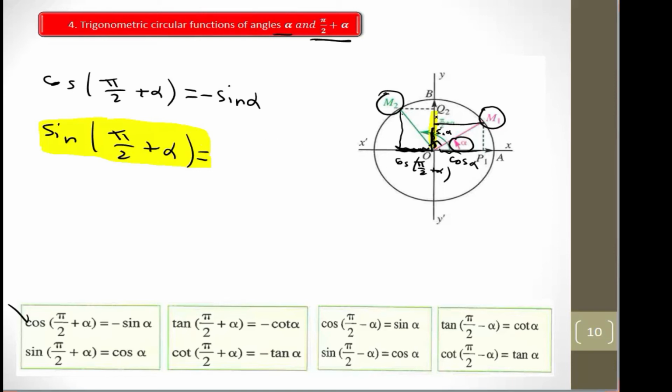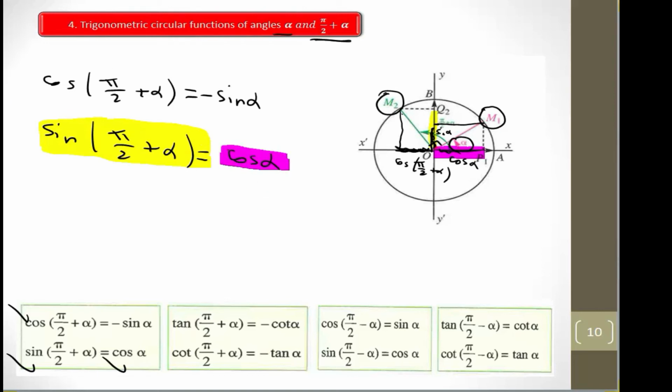So sine pi over 2 plus alpha is here. This is cosine alpha. Let me write it in a different color. This is cosine alpha, which is here. Right? So we can check that they are the same in value, and this is positive and this is positive, so it will be the same as cosine alpha. So sine pi over 2 plus alpha equals cosine alpha. That's it. This is the rule.